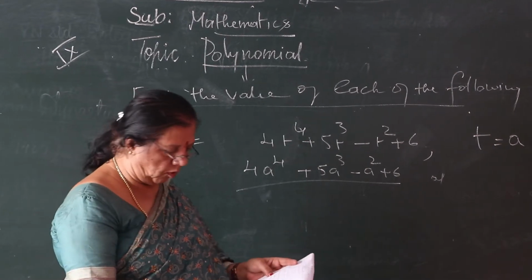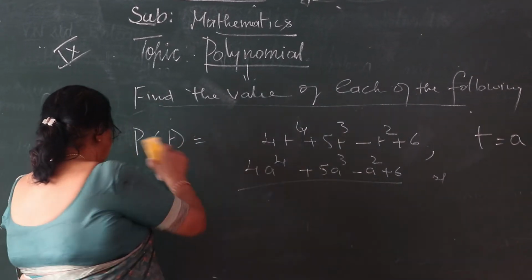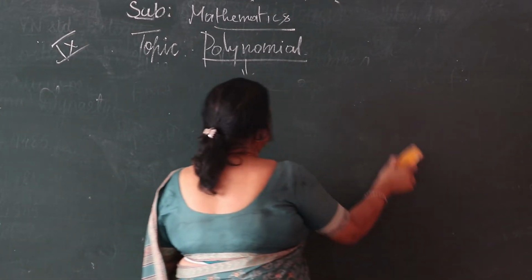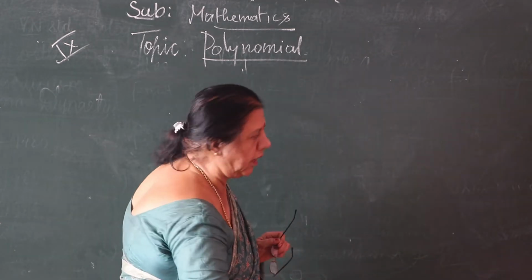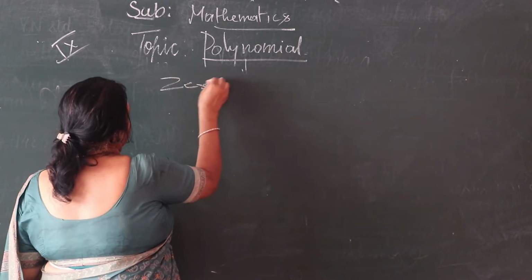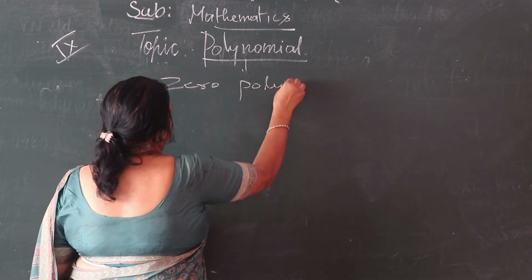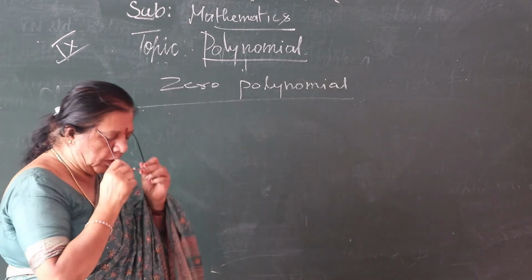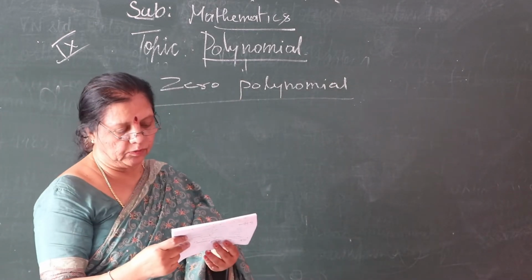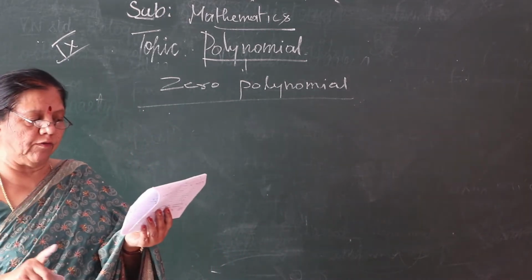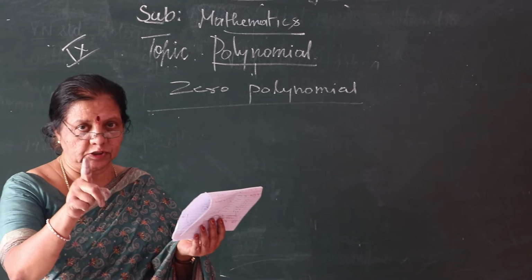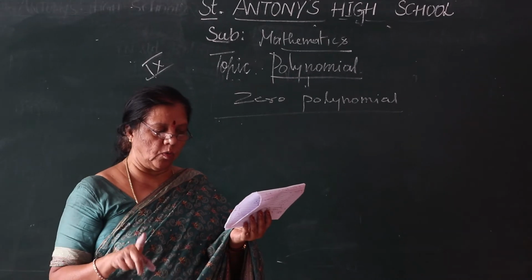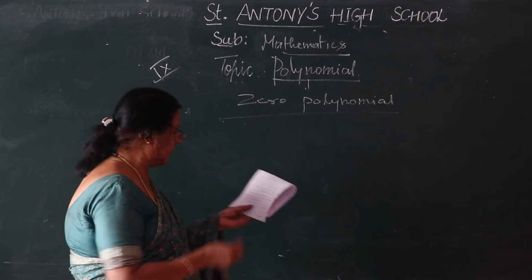Next we'll go for zero polynomial. What is a zero polynomial, children? How to find out a zero polynomial? For example, it is given in your textbook. Example 3: open your textbook and look. Check whether -2 and 2 are zeros of the polynomial x plus 2.